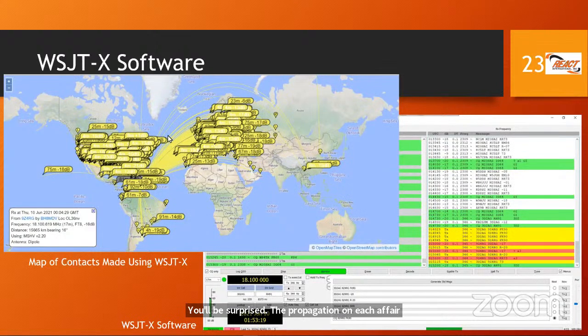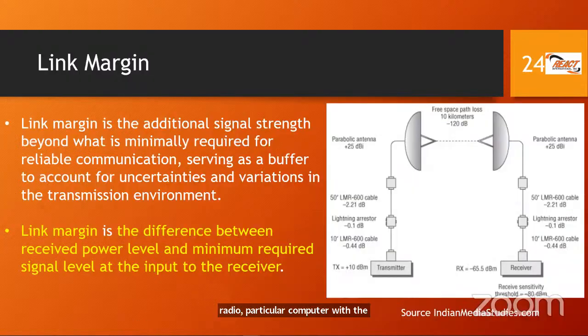Right, so look at this, pretty good, pretty cool. And this is at a particular time of the day, a particular time of the year, and a particular point in the sunspot cycle, right? Using a particular antenna, particular radio, particular computer with the WSJT-X software. All right. So we have a couple more concepts to complete before we go into our question pool. So let's go with them.